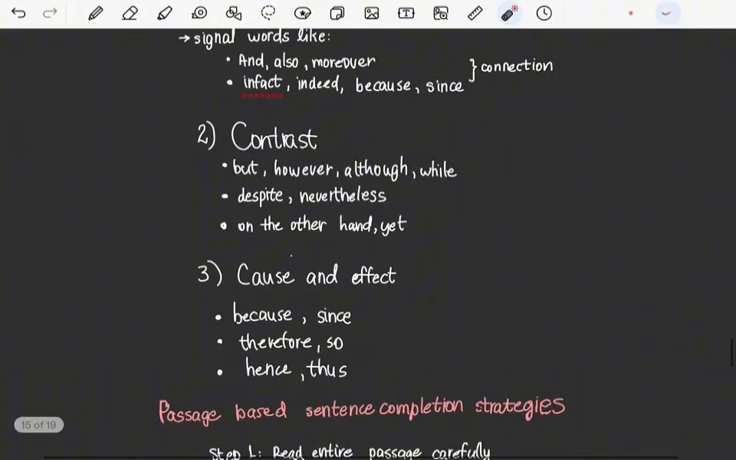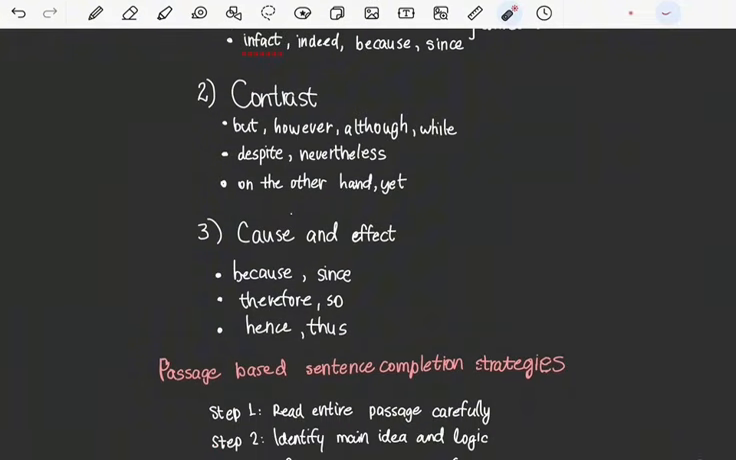Now, the next relation that you can see is contrast, where the blank contrasts with or opposes another idea of the sentence. Now, the signal words over here that you can look for are but, however, although, while, despite, nevertheless, on the other hand, yet. So these are the words that if you see in a sentence, you can understand that the given blank is contrasting your idea before.